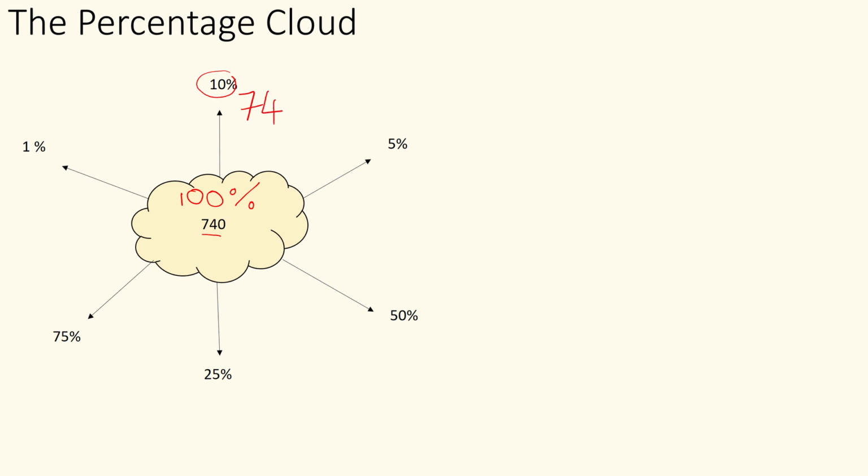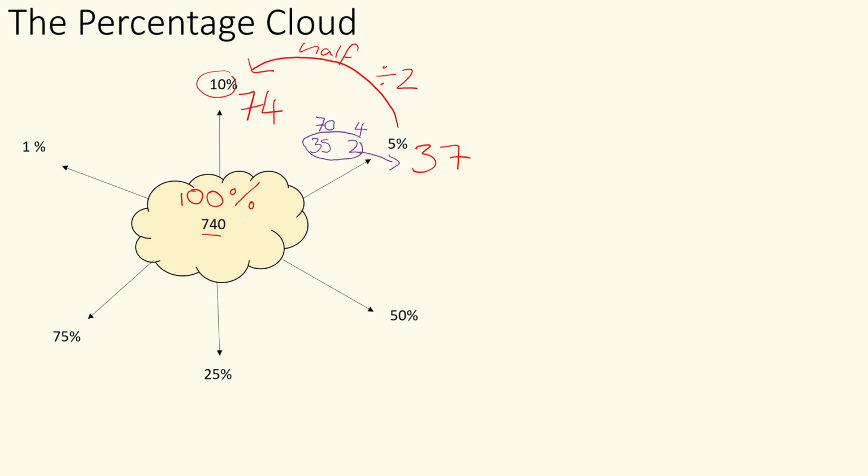74. Now 5% is actually half of 10%. So we find that by dividing it by 2, which would give us 37. If you're not so sure without a calculator, because this is a little bit of an awkward number, you could break it up. Let me just use a different colour pen. You could break up 74 into 70 and 4, find half of those values and then add those together, and that will give me 37.